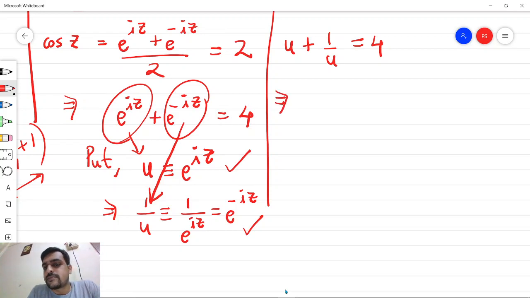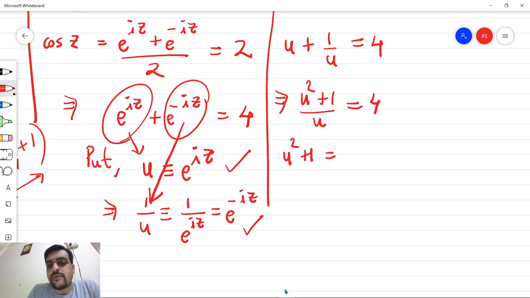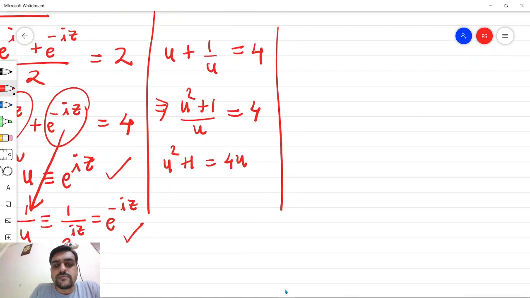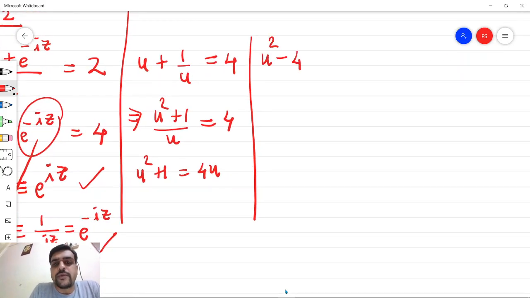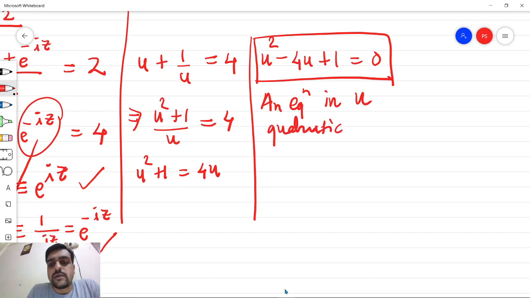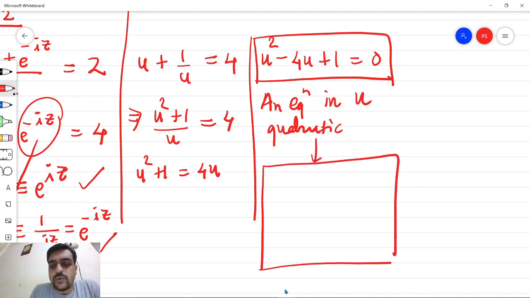Now this can be simplified further to get u squared plus 1 divided by u equal to 4, or u squared plus 1 equals 4 times u, or u squared minus 4u plus 1 equal to 0. Now this is a quadratic equation in u, which is solvable by a direct formula which we already know.